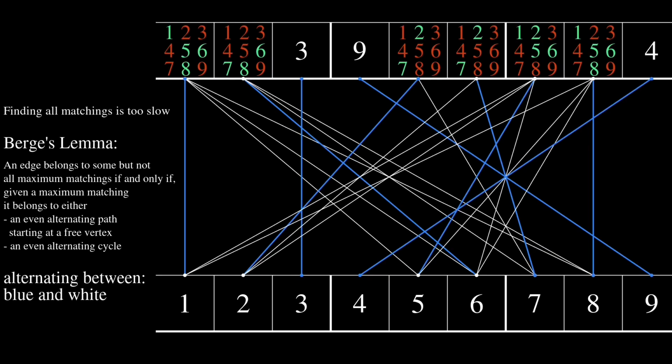So let's consider even alternating cycles. So even just means that we have 2, 4, 6, 8 and so on edges, and alternating here means that we have to use one blue, then one white, then one blue, then one white edge, and so on. So let's find some even alternating cycles then, which we will mark in green here.